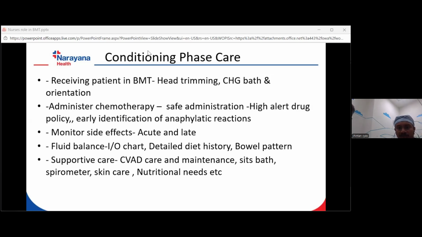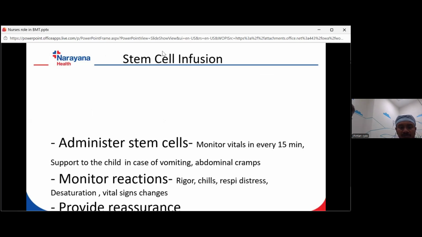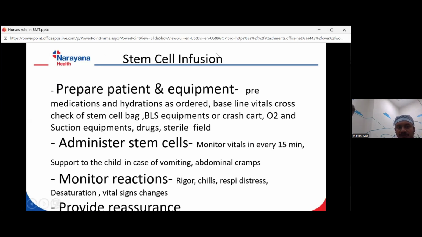Then after taking the patient in, we administer the chemotherapy medicines as per the schedule. As the sir mentioned, all the medicines will be in the protocol, and we should get a written order for that before starting the medicines in the BMT unit. And the nurses must be able to handle high alert medicine as per the medication administration policy.